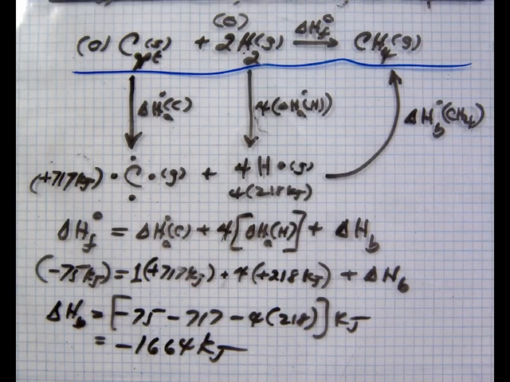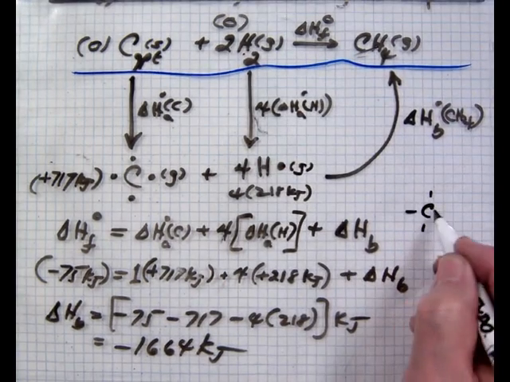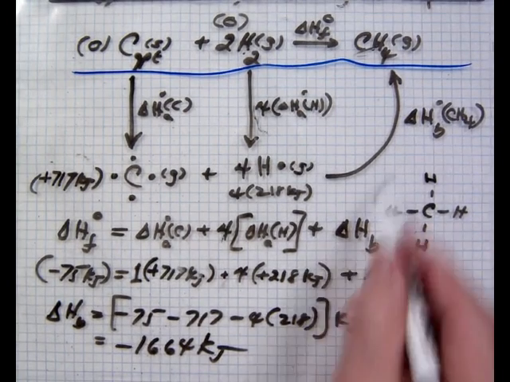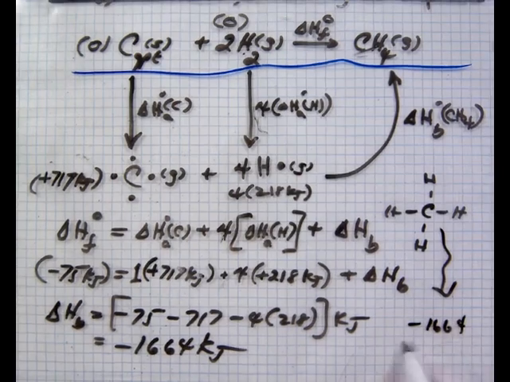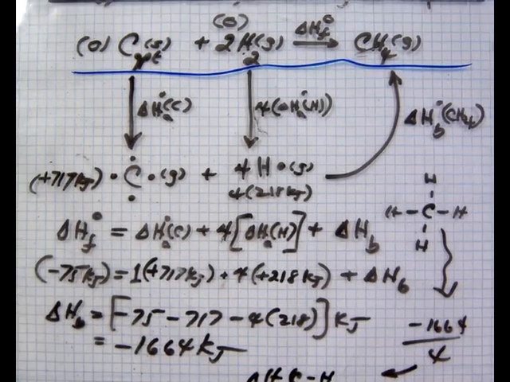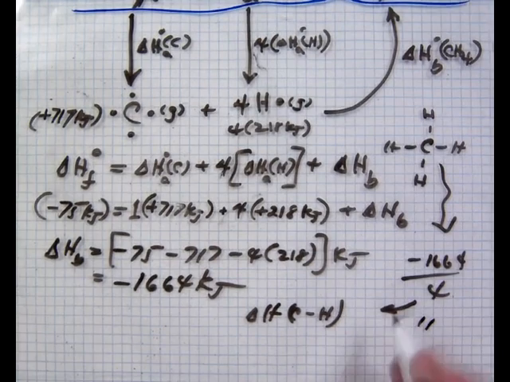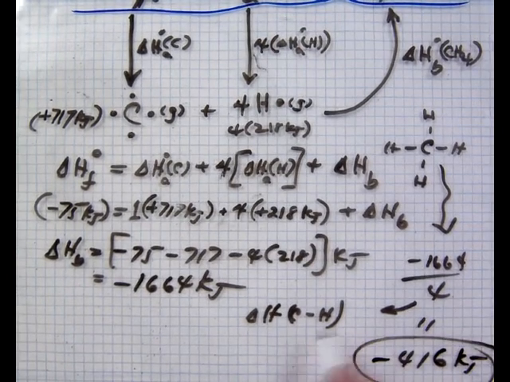Okay, now you can't do this with all the molecules, but this particular one you can do this. Carbon has 4 symmetrical carbon-hydrogen bonds. Well, if the total in here is 1664, divide it by 4, and you have the delta H for a carbon-hydrogen bond. So this works out to be 416 kilojoules, something like that. That's 1 carbon-hydrogen bond.